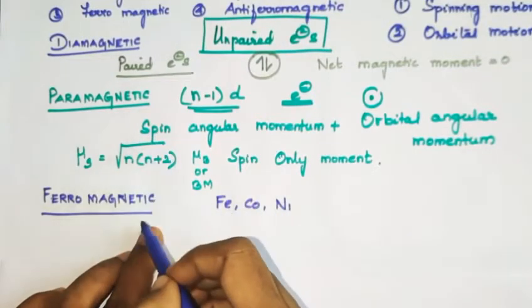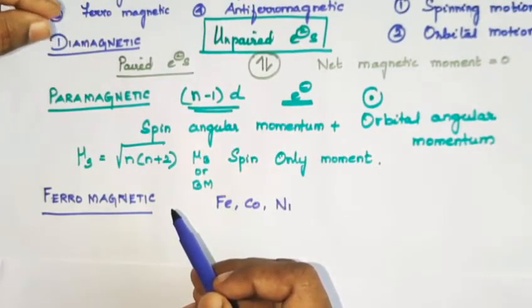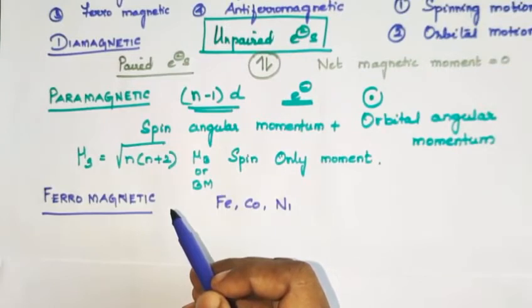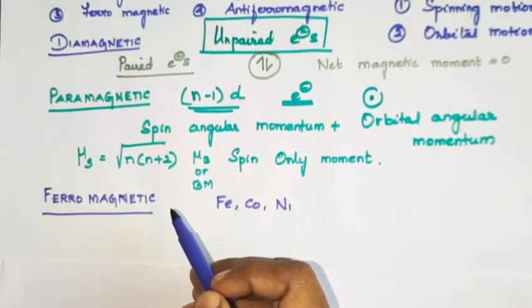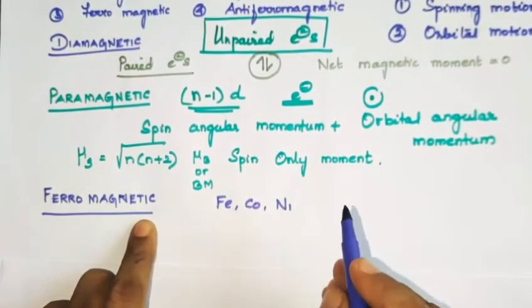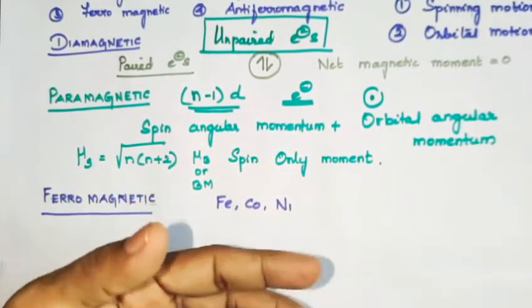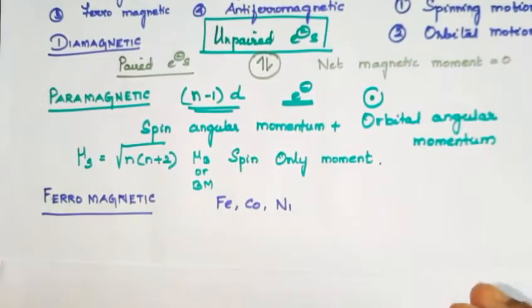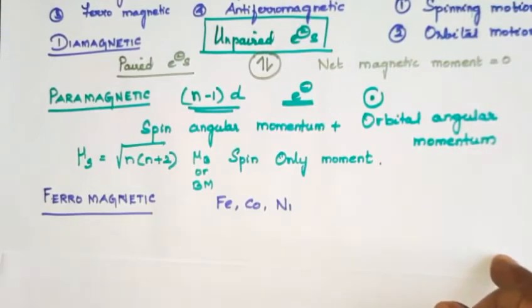Next is ferromagnetism, which is a permanent magnetic behavior. Some elements exhibit the ferromagnetic property, that is iron, cobalt, nickel. Ferromagnetism is the same as paramagnetism in that both have unpaired electrons, but in paramagnetism the dipoles are randomly arranged and align in order only when an external magnetic field is applied. In ferromagnetism, the dipole alignment is already orderly arranged, so it is called a permanent magnet.